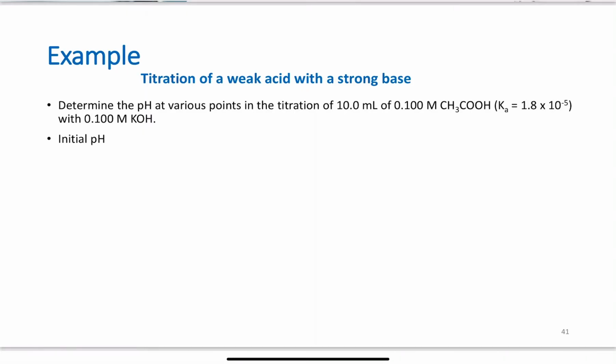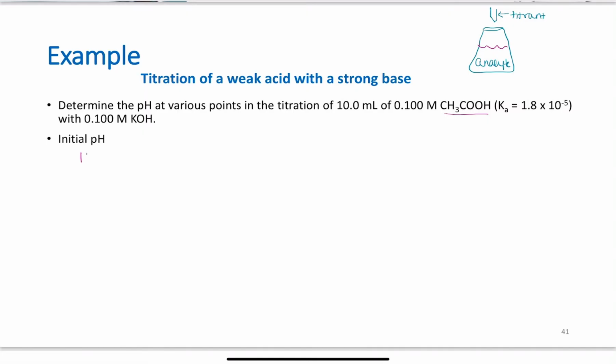So initial pH means that I've got my analyte inside my Erlenmeyer flask, and I've got my burette up here, and I'm adding my titrant. But initially, before any titrant has been added, what is the pH of my analyte? My analyte is my acetic acid. Why? Because I'm titrating this with KOH, which implies that my acetic acid is my analyte. So I want to do my initial pH.